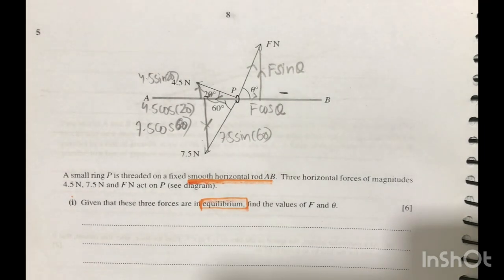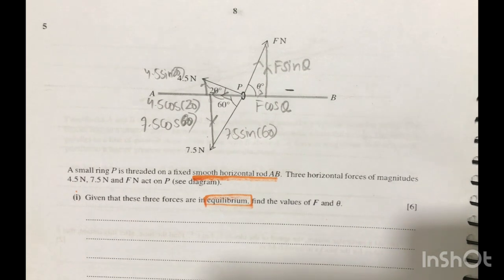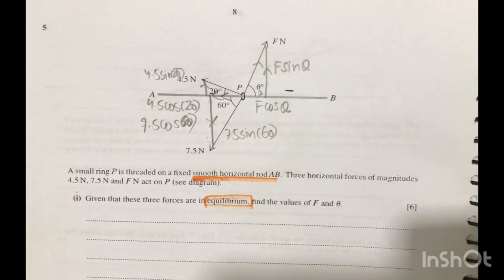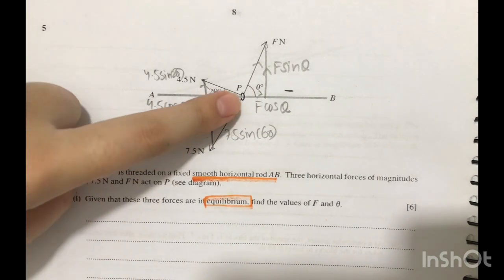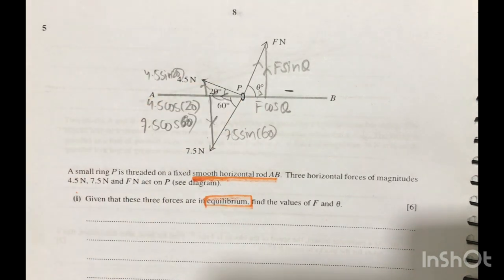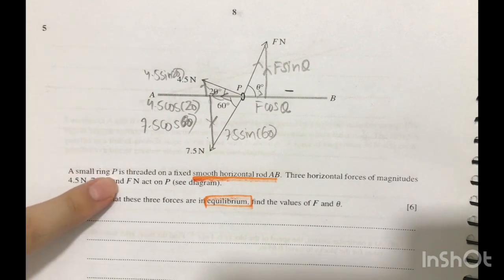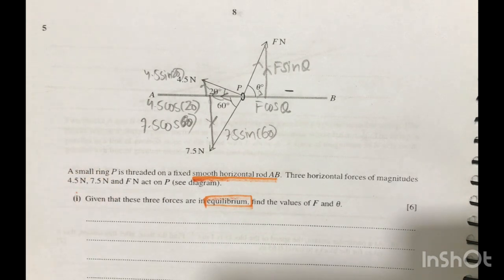So let's read the important parts of the question. Since it is a smooth rod, there is no friction at all. The other important key information is that the three forces are in equilibrium. You might ask why aren't we resolving the weight of the ring? The question states that it is a small ring, so its weight is so small that it would not affect the state of equilibrium.